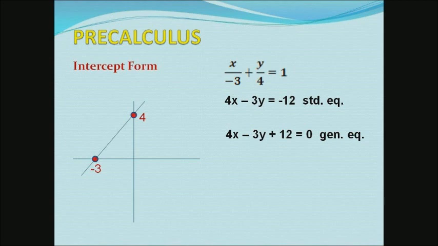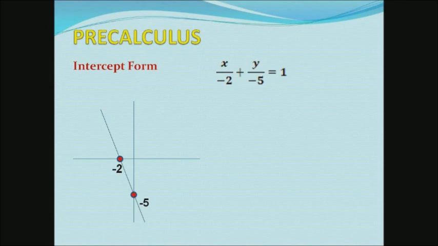And again, we can also arrive at our general equation by transposing the constant from the right side of the equation to the left side. We have now 4x minus 3y plus 12 equals 0. So that will give us our general equation. Another example here, we have a declining line, declining straight line, wherein the points of intersection are -2 along the x-axis and -5 along the y-axis.